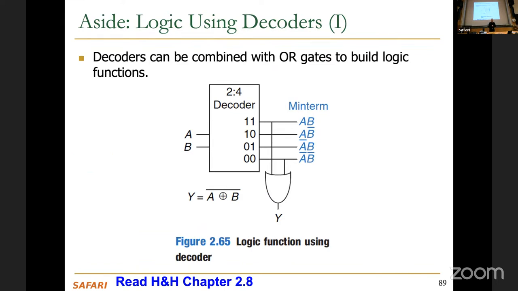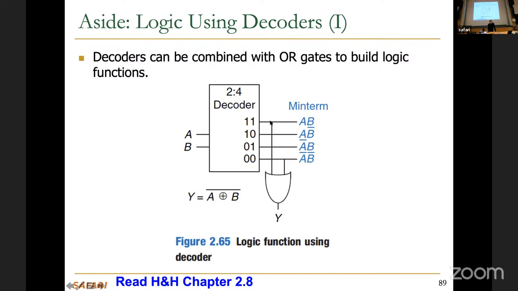Okay, decoders can also be combined with OR gates to build logic functions, because decoders actually supply you minterms. So that's a 2-to-4 decoder. If you have a 2-input function, in this case XNOR, for example, you have a bunch of minterms, because a decoder output is 1 when that pattern is detected, right? A XNOR B is 1 if AB is true or A bar B bar is true. Basically, this is the XNOR implementation.